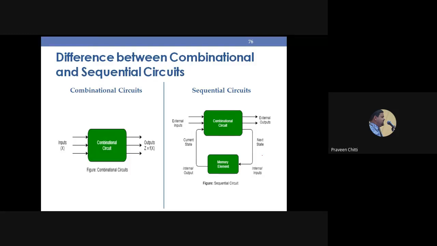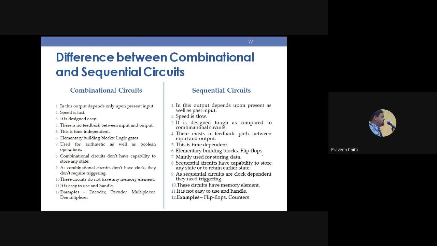So before we move on to the next part of this chapter, one more important thing: you should know the difference between combinational circuit and sequential circuit, explained in this particular slide. You can see in a combinational circuit there is no feedback or memory. A combinational circuit plus a memory element becomes a sequential circuit. That is the major difference. All the differences between combinational and sequential circuits are listed here. You can just go through this.